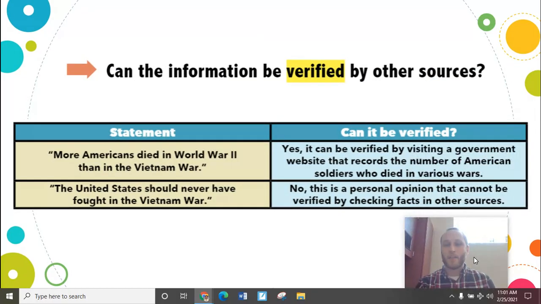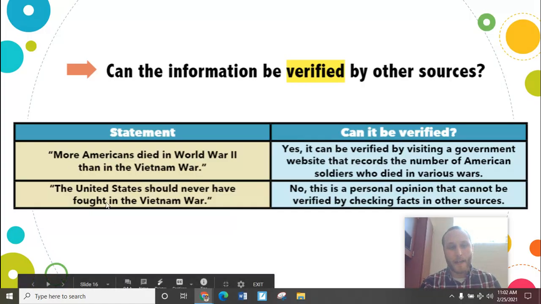Looking at these situations here, we're trying to figure out if these statements can be verified. Can I look it up to figure out if it's true or not? Let's look at this first one. More Americans died in World War II than the Vietnam War. Yes, that statement could be verified. I can see if this is true by Googling it. I can look at other websites to figure out if that's an actual true fact because I can figure out how many people died in each war.